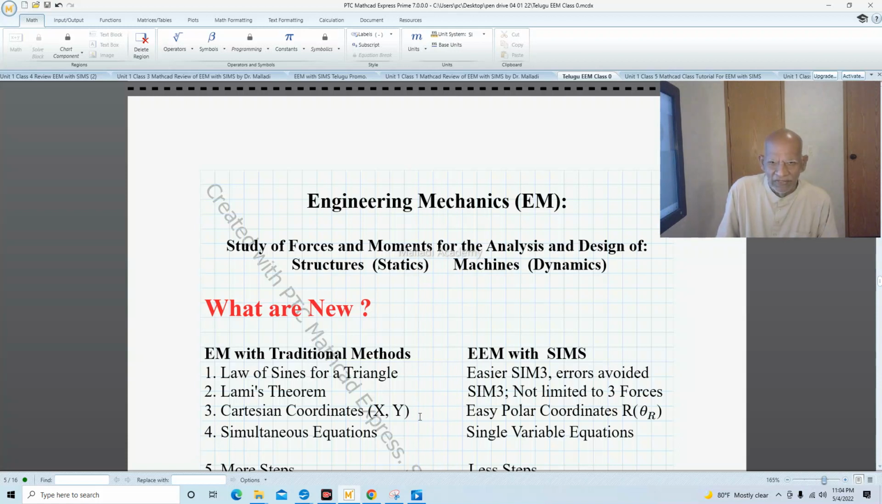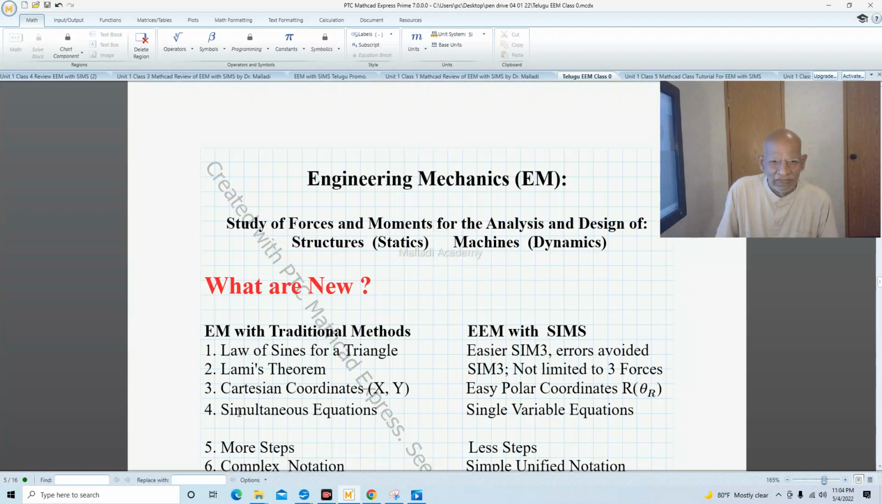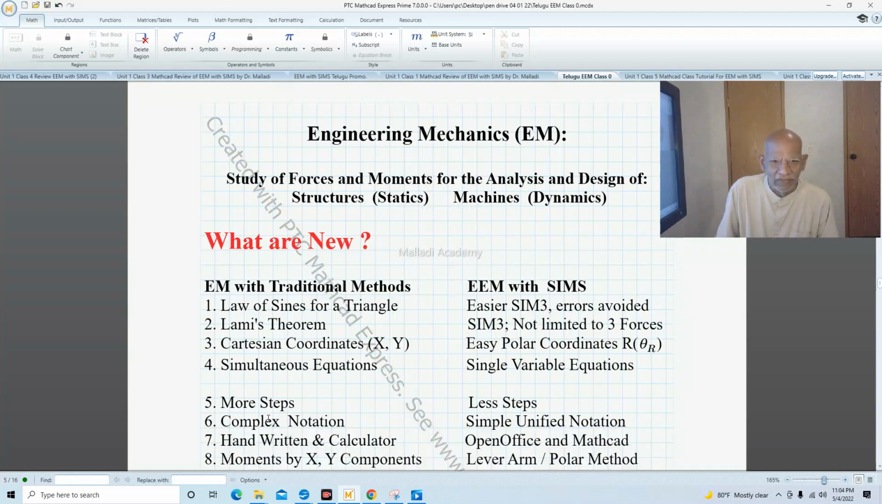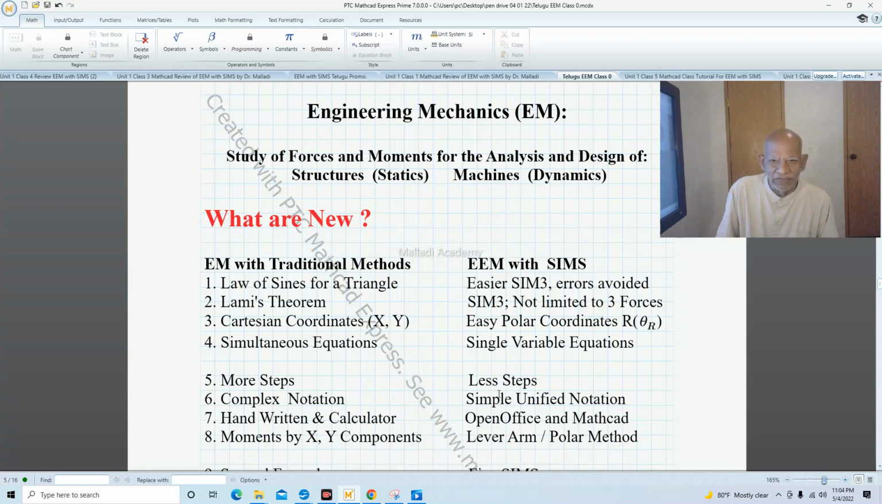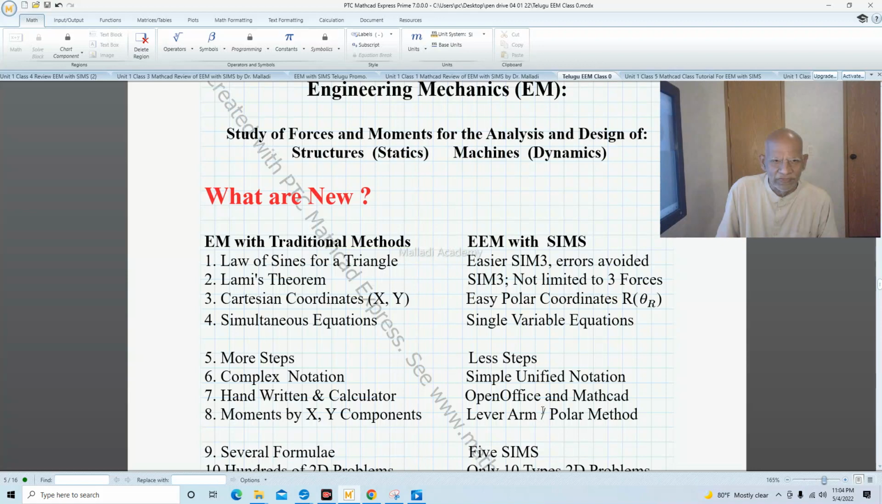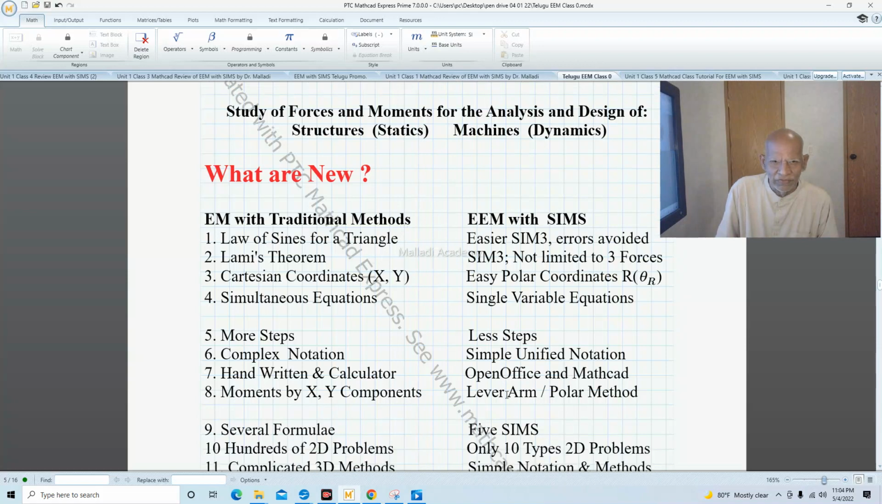Lamy's theorem, again, is not limited to 3 forces anymore. Cartesian coordinates are easier, polar coordinates as we have seen, and instead of simultaneous equations, we have single variable equations. Now, more steps versus fewer steps. Complex notation versus simple unified notation. Handwritten and calculator work versus OpenOffice and MathCAD used directly in the tutorials.